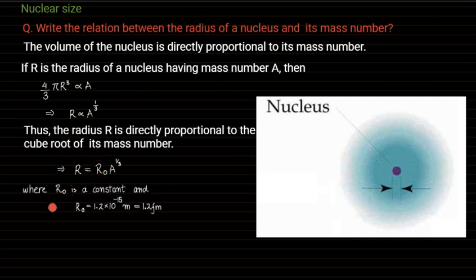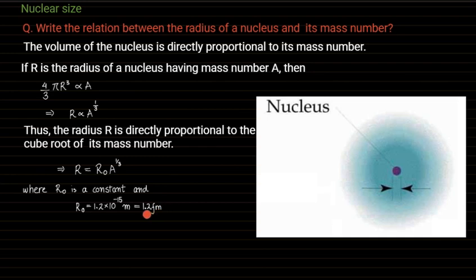I'll write this r naught as a constant and its value is estimated to be around 1.2 times 10 to the power minus 15 meter. This 10 to the power minus 15 meter I can also write as Fermi. So I can write this r naught value as 1.2 Fermi.